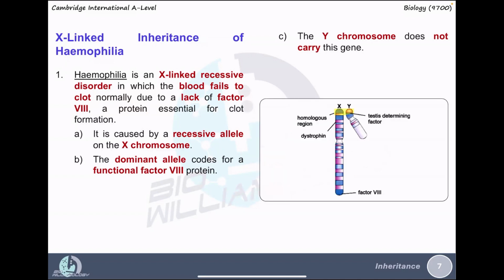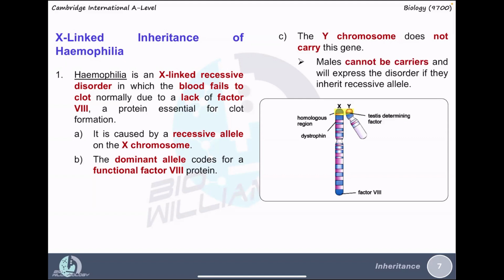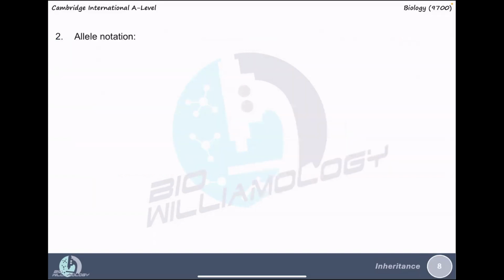You can see in this diagram that factor VIII is located on the X chromosome only, but not the Y chromosome. So a male definitely cannot be a carrier and will express the disorder if he inherits the recessive allele. For a male, XY, with the Y carrying no allele, it totally depends on the X chromosome, whether it carries the dominant allele or the recessive allele. So he will either be normal, with the dominant allele, or a hemophilic male with a recessive allele on the X chromosome.